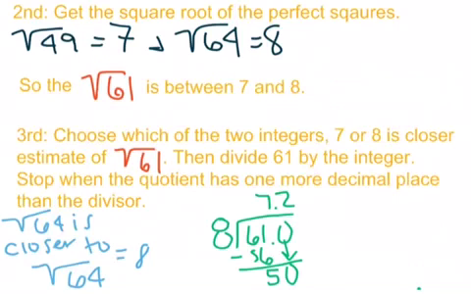So we need to choose which of the two integers, 7 or 8, is closer to the estimate of the square root of 61. Then divide 61 by that integer. The square root of 61 is closer to the square root of 64, so it's going to be 8. So we have 61 divided by 8. When you do that, it's going to be 7.6.